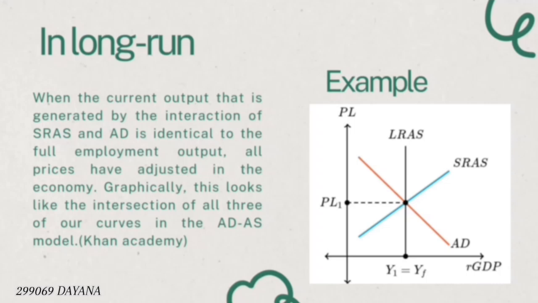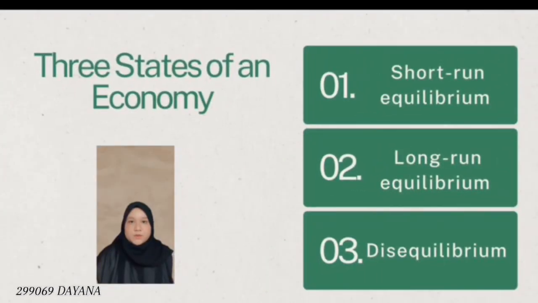Short-run equilibrium is the point where short-run aggregate supply and aggregate demand intersect. We show Y1 as the current output and PL1 as the current price level. There are two things you need to know from this graph. First, Y1 is equal to YF, which means the economy is producing exactly its full employment output and is in long-run equilibrium. Second, long-run aggregate supply is always vertical, so the long-run equilibrium is where all three of these curves intersect. Next, we will continue with the state of an economy.